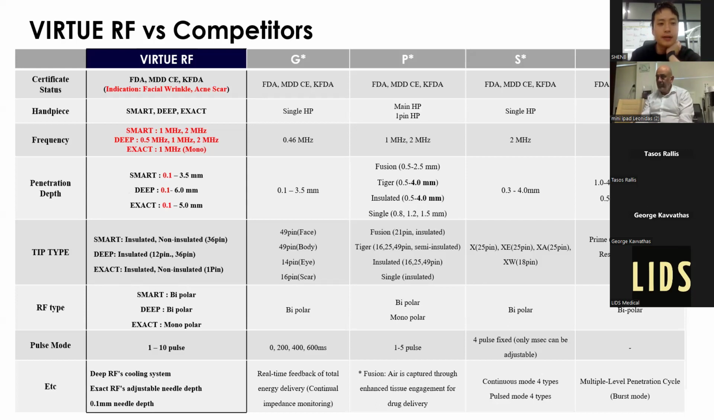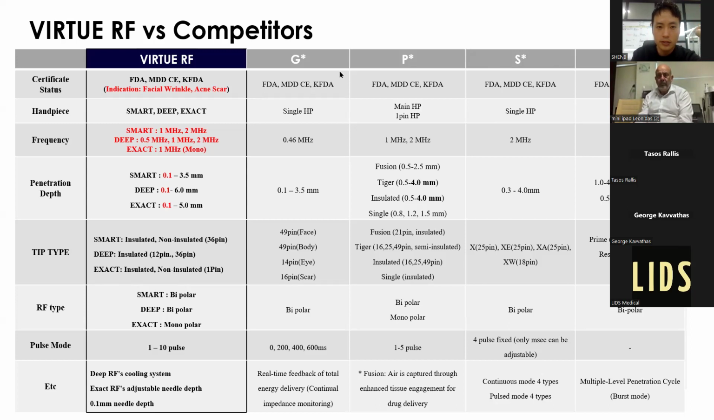Okay, sorry. Let me continue. As I told you, Cellform is the opposite from Morpheus 8. They only have 2 megahertz and only non-insulated tips, which means they don't have strong energy with 1 megahertz. They cannot target a deep layer with strong energy because they only have non-insulated tips. They will always have a risk of hyperpigmentation by using non-insulated tips. So these are the main differences and comparison with our competitors.